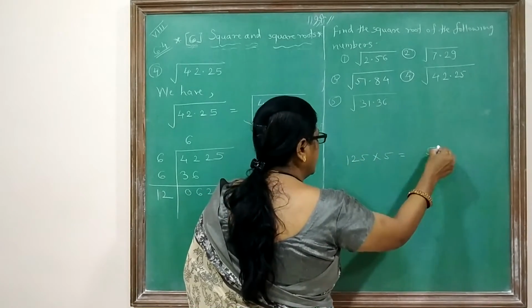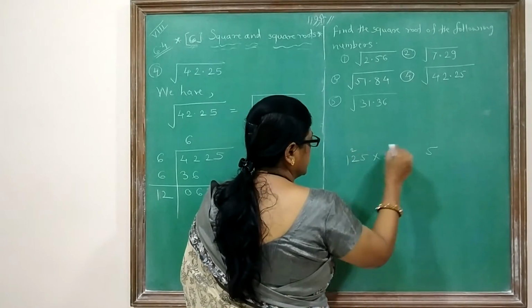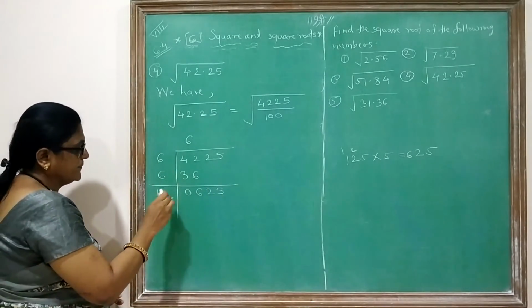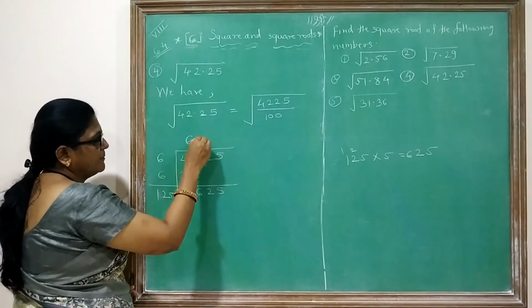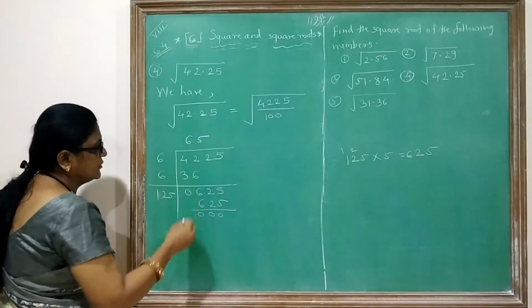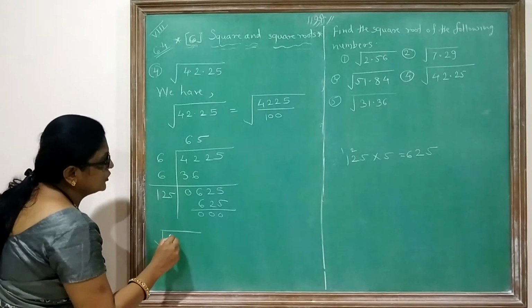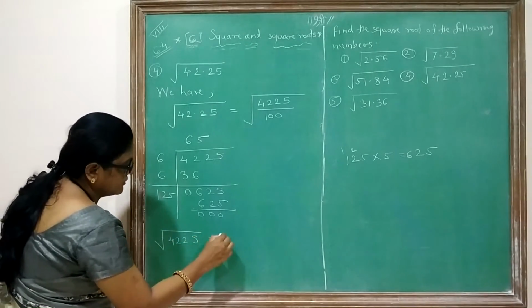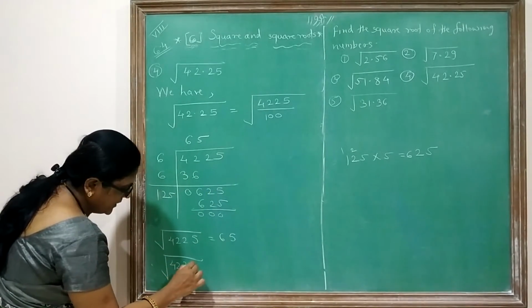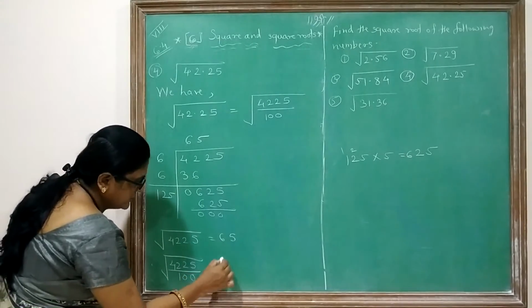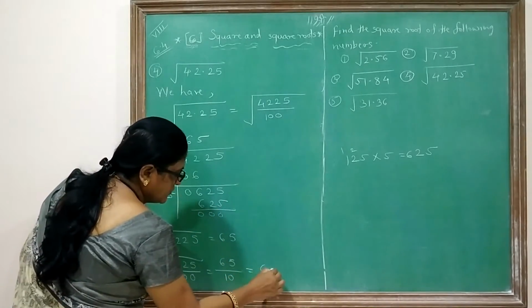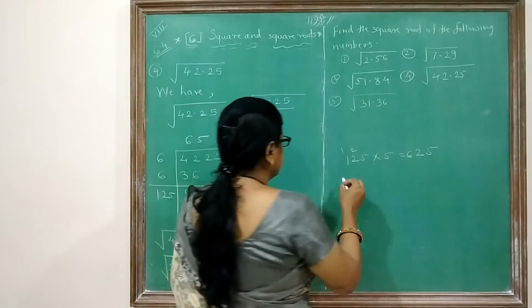That is 5 5s are 25. 5 2s are 10. 10 plus 2 is 12. That is 1. 5 1s are 5, plus 1 is 6. That is 625. Means 125 into 5 equal to 625. And 0 means its square root is 65. Then square root of 4225 equal to 65. Then you will put here, that is square root of 4225 divided by 100. You will get 65 divided by, this is 10 squared, that is 10, then 6.5. This is your final answer.